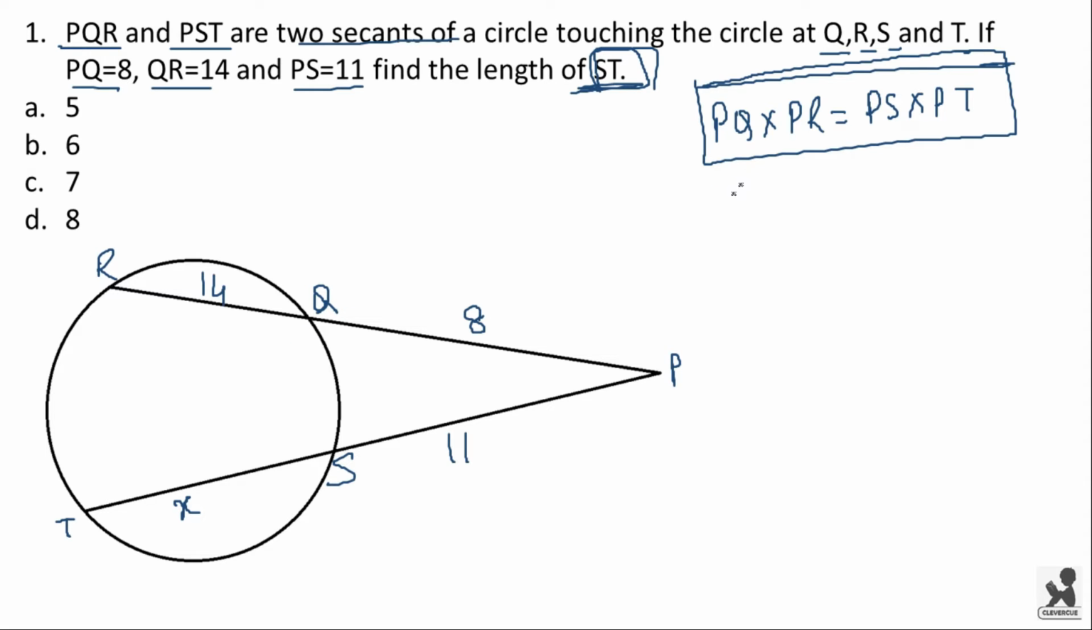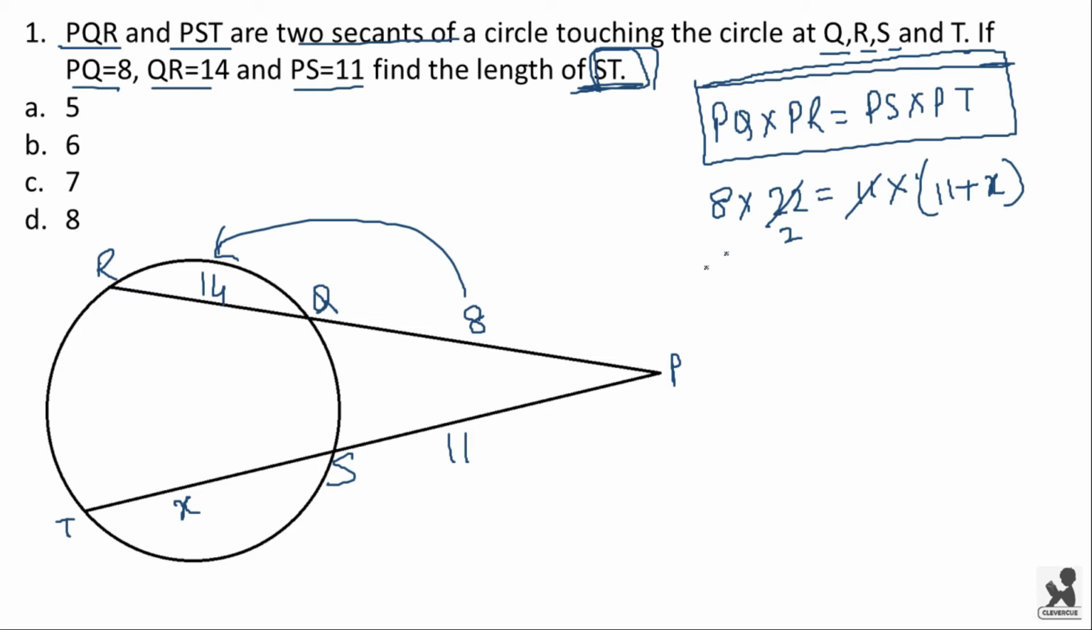Now we have got PQ as 8 into PR is 8 plus 14, that is 22, is equal to PS is 11 into PT. PT is 11 plus X. Here 11 goes 2 times and 8 into 2, that is 16, is equal to 11 plus X. And now we have got the value of X as 16 minus 11, that is 5. Answer is option A.